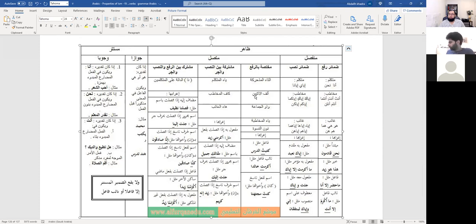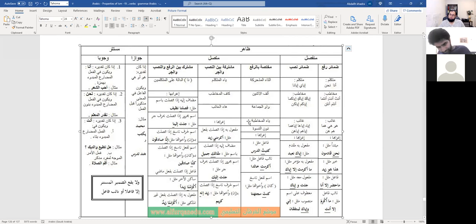Now, Alif al-ithnain can come with the fa'al madi or mudari or amr. We say, for example, kula, that's amr. Akala, that's madi. يأكلان, that's مضارع. أكلوا, كلوا, يأكلون, same thing. كلي, تأكلين.